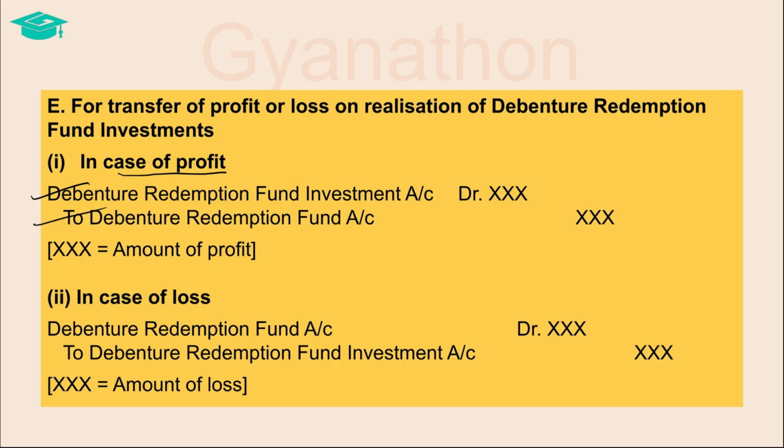If the company has suffered a loss on the investments made, that means that there is a debit balance in the debenture redemption fund investment account. Such loss is transferred to the debenture redemption fund account by debiting the debenture redemption fund account with the amount of loss suffered. The corresponding credit is given to the debenture redemption fund investment account. With this entry, the loss amount that was reflecting in the debenture redemption fund investment account is transferred and the account is closed.